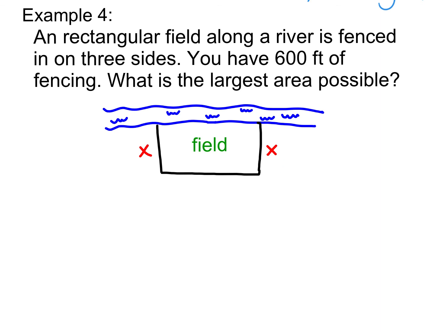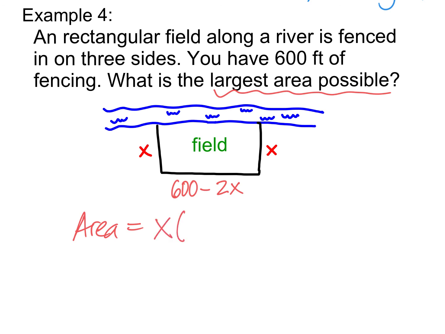Well, it's going to be 600 minus 2x, because we have a total of 600 feet of fencing, and we used up 1x here and 1x there. So this last side is going to have 600 minus 2x feet of fencing left. Now we're ready to do this problem. We want the largest area possible. Well, area is length times width. Well, the length is x, and the width is 600 minus 2x. If I multiply this out, I get 600x minus 2x squared.